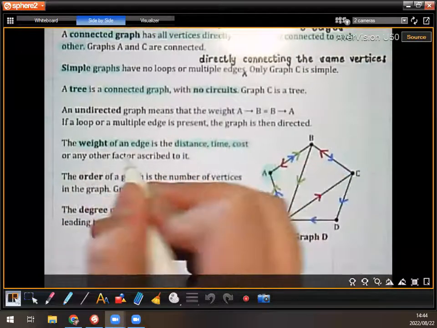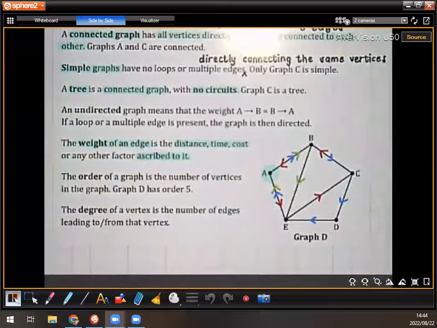Distance, time, or cost ascribed to it. It's usually distance or cost. I've seen questions about airlines as well, where you're taking different flights with different airlines.